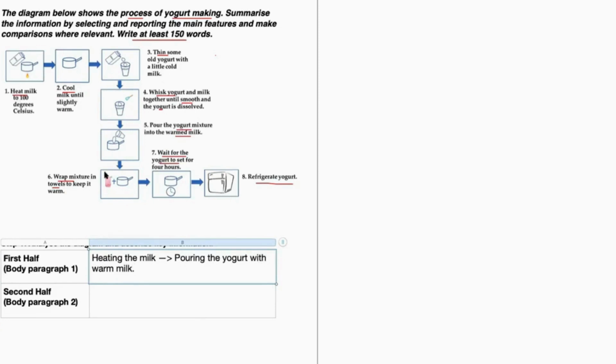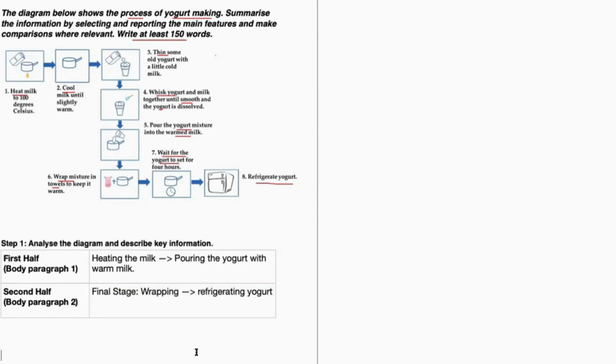And then I'm going to use these last 3 steps, 6, 7, and 8, for my second half. So I'm going to talk about the final stage here, and that's going to be wrapping the mixture all the way up to refrigerating the yogurt. And so this step is really just to make sure that I understand the process and then I have a brief outline. Just this box is good enough to make sure I know where I'm going and where I'm stopping and what I'm going to add.